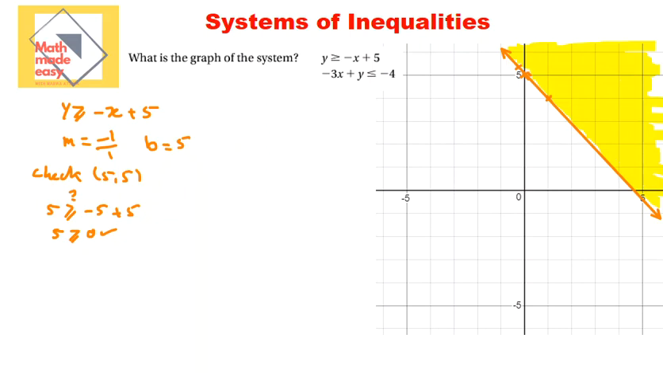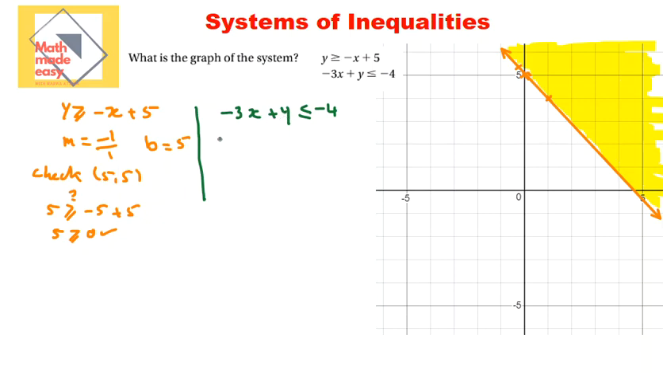Now, for the second inequality, we have negative 3x plus y is less than or equal to negative 4. There are 2 ways to do this. Either I graph by finding the x-intercept and the y-intercept, or we graph by changing this into slope-intercept form.